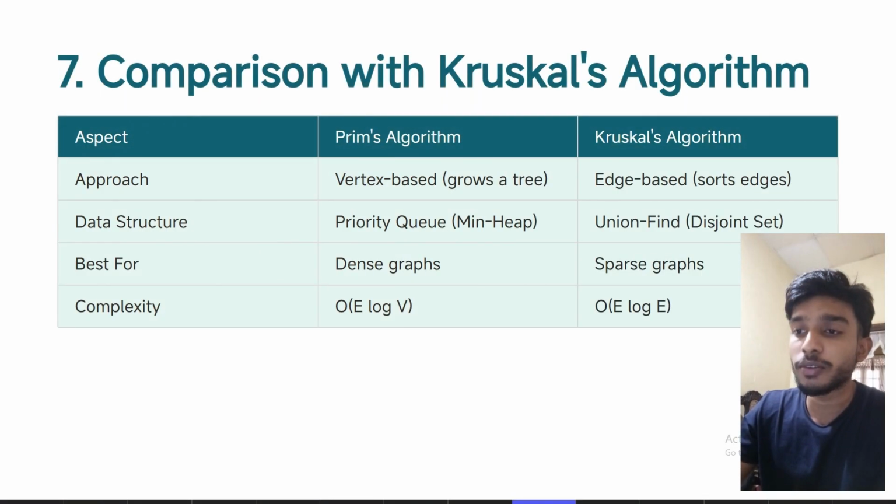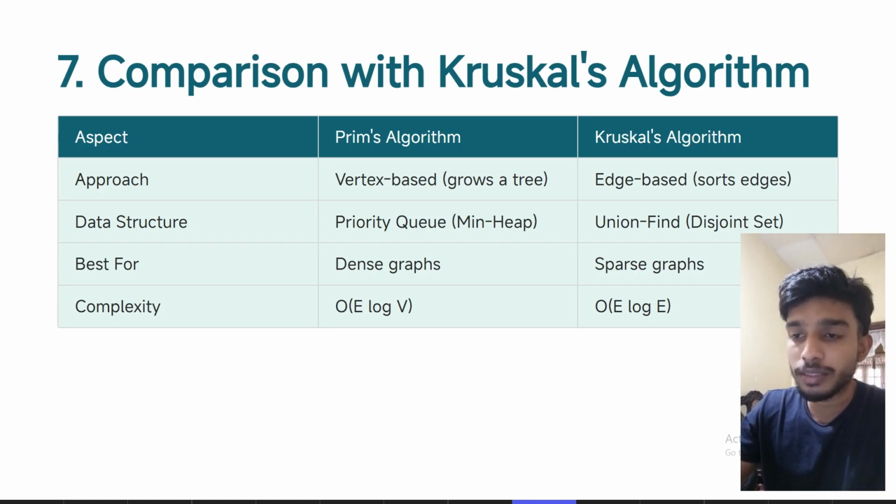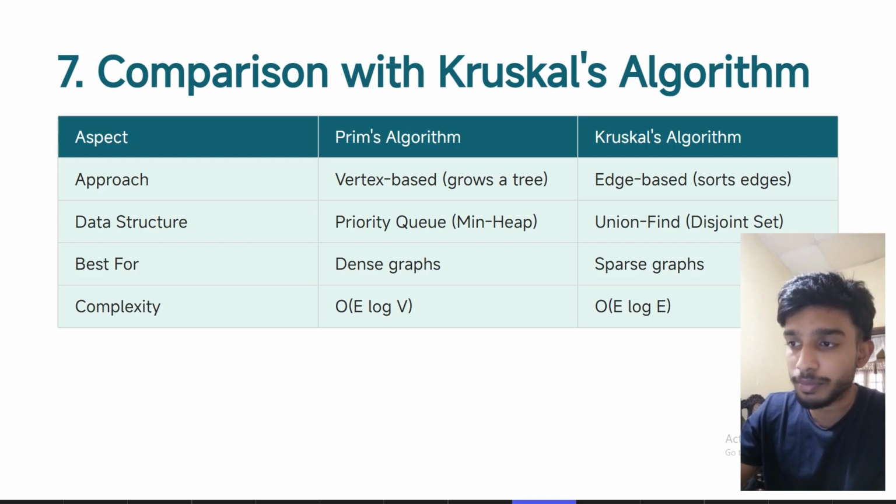Comparison with Kruskal's algorithm. This table shows the difference between Prim's algorithm and Kruskal's algorithm. Prim's algorithm is vertex based, but Kruskal's algorithm is edge based. Prim's algorithm data structure is priority queue. Kruskal's algorithm data structure is union find. You can see many advantages and disadvantages for Prim's algorithm and Kruskal's algorithm.